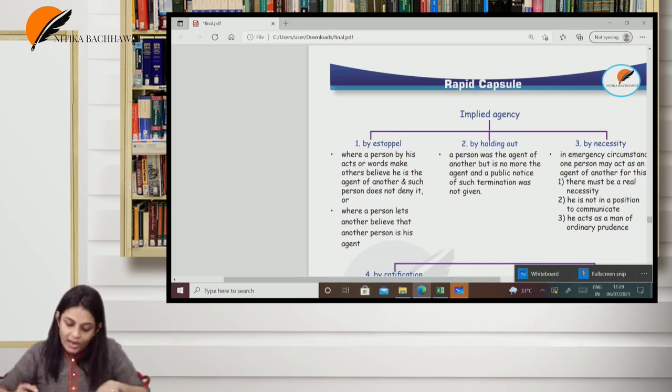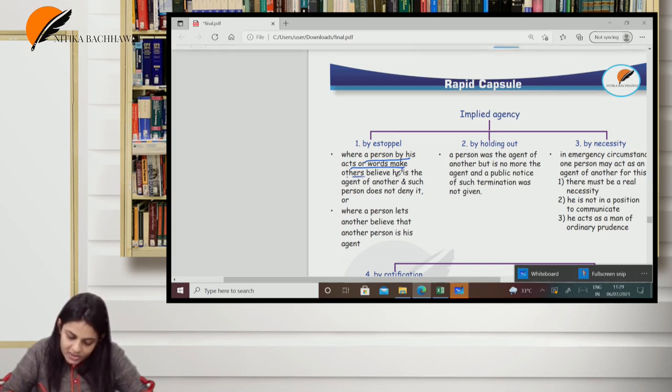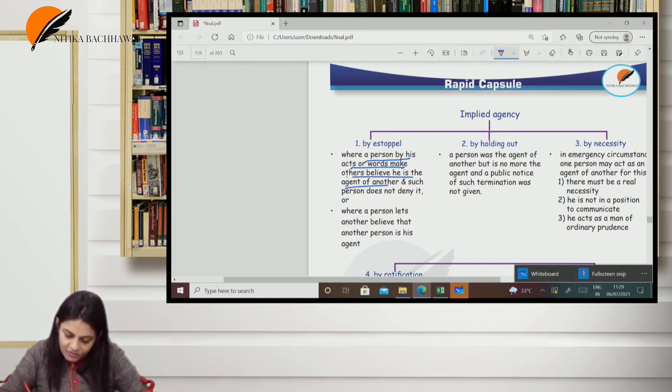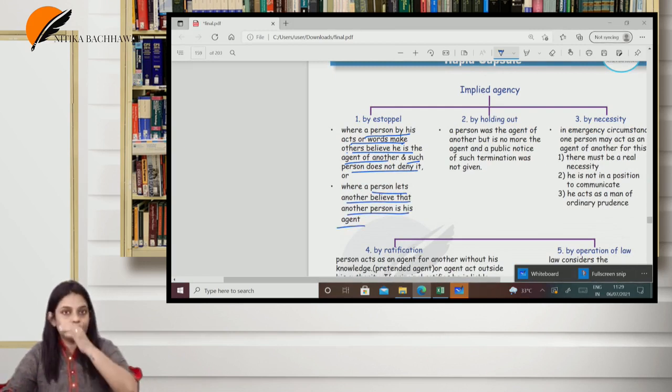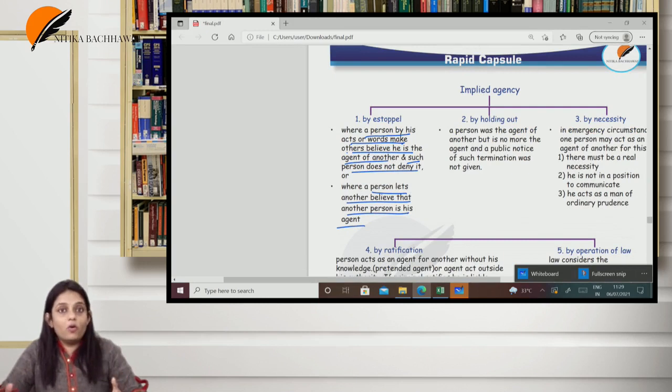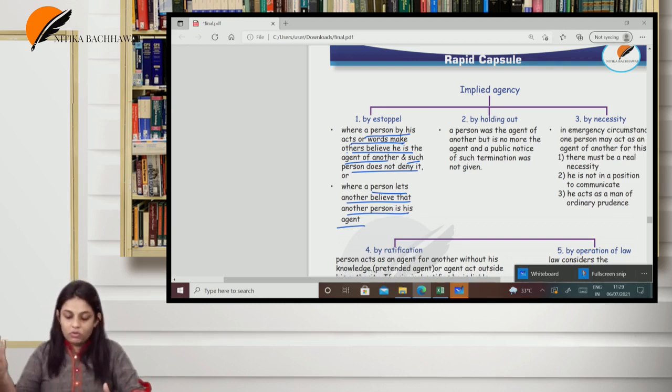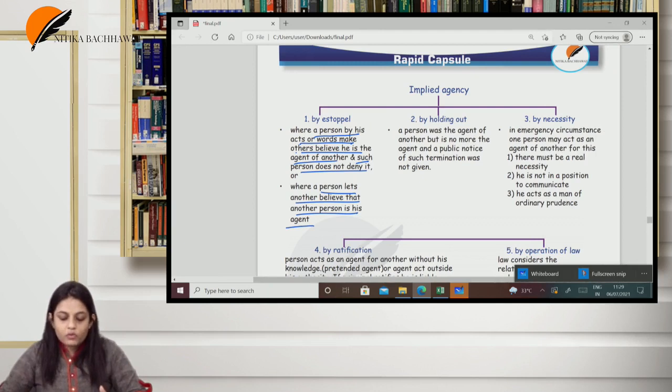So, where a person by his acts or words makes others believe he is the agent of another, and such person does not deny it, or where a person lets another believe that another person is his agent. Now, if I go and make a contract in your name, are you liable? Obviously, because you did not deny or I did not deny. So if I make a contract in your name, you are liable.